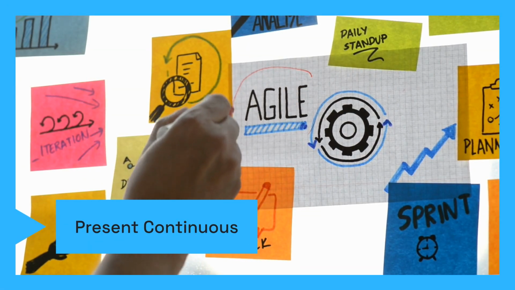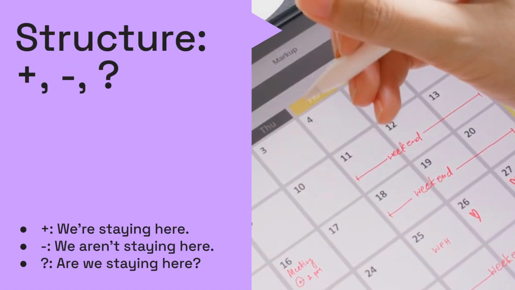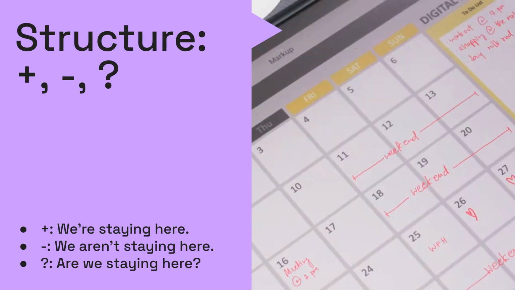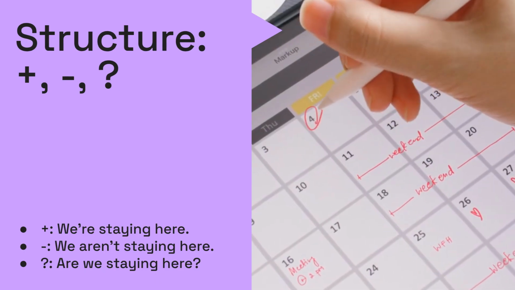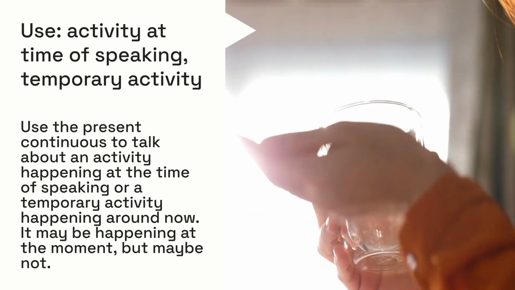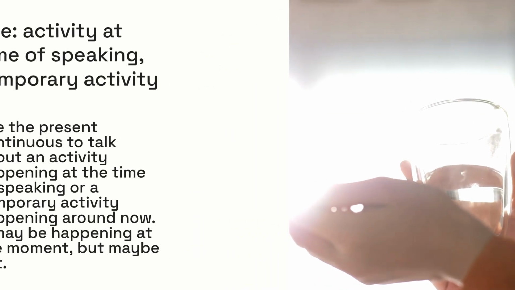Next, let's look at the present continuous tense, which describes ongoing actions. The structure for present continuous is, for affirmative statements, we're staying here, for negative statements, we aren't staying here, and for questions, are we staying here? This tense is used for actions happening right now, or for temporary activities happening around the present time.